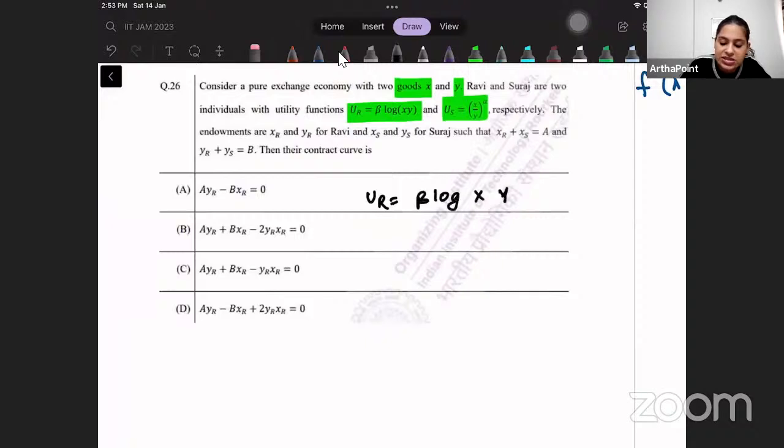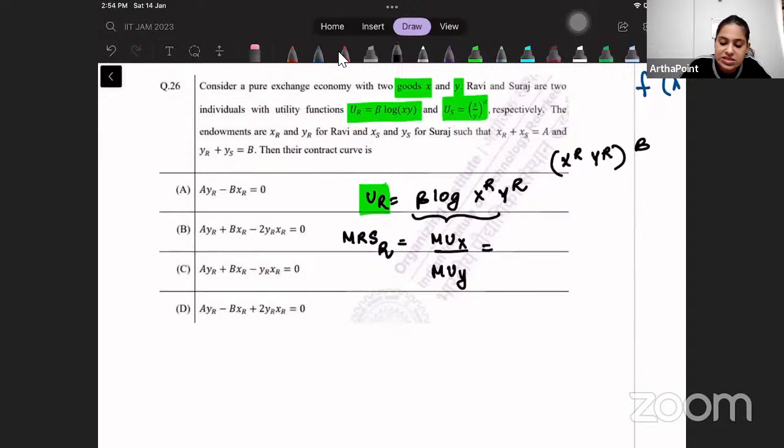First, carefully, wherever there is UR, so that you don't get confused later on, make it XR and YR. Now find MRS of individual R. Either find it for this, or find it for X to the power R, Y to the power R, whole to the power beta. You will get the same answer. So what is MRS? It is MUX by MUY.